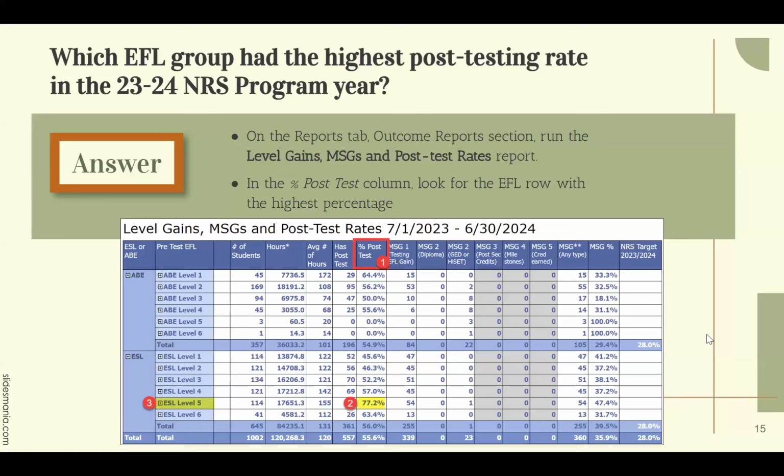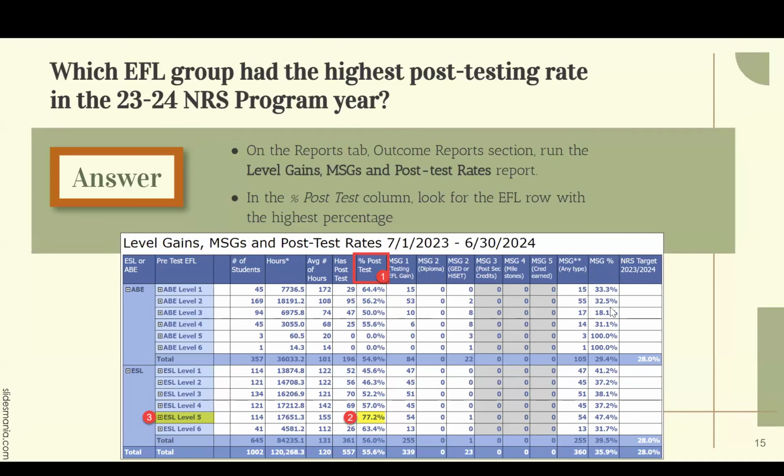All right, let's look at where we find this answer. Good, Cindy. That sounds helpful. So on the report tab, hopefully everybody knows where this report is. In the outcome reports section, there's a report called level gains, MSG, and post-test rates. You probably ran it for last year and turned it in if you're the manager by August 1st. Now, most people focus right in on the levels of MSGs and what percentage passed a level. These last columns you probably spent a lot of time looking at, but don't forget about this important column called the percent post-test, which we have highlighted in red here.